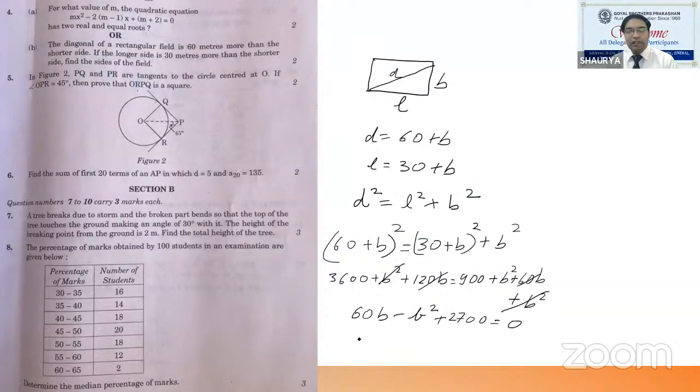0. Now let's write it in a better way. B square minus 60B minus 2700 is equal to 0. I hope we can solve it from here. So I'm moving to the next question.